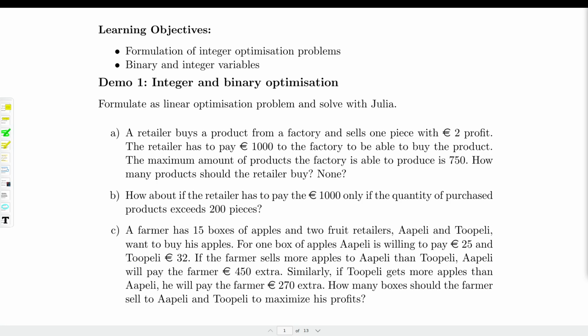In part B we ask the following question to part A: how about if the retailer has to pay the €1,000 only if the quantity of purchased products exceeds 200 pieces?